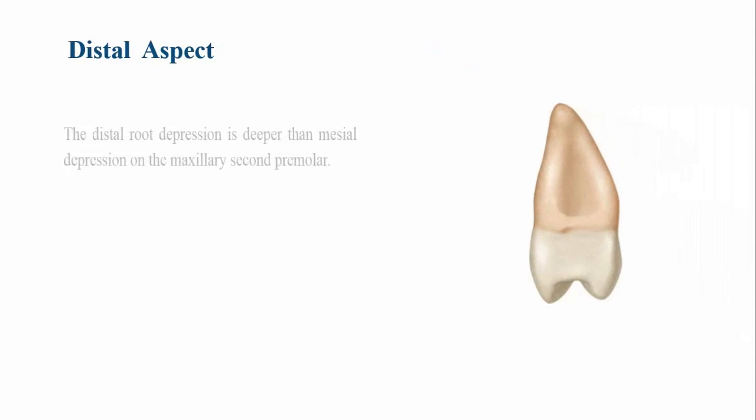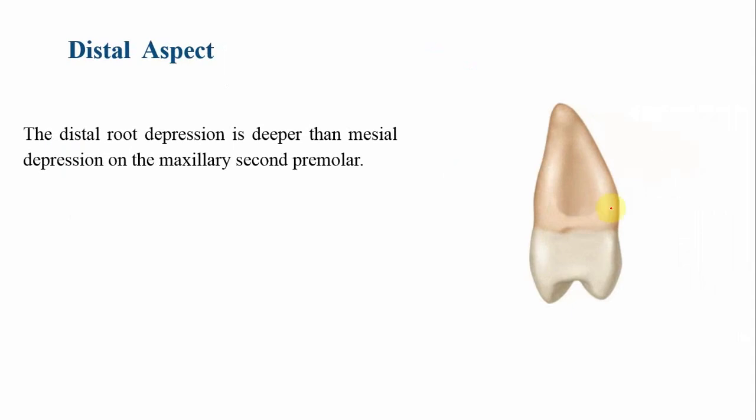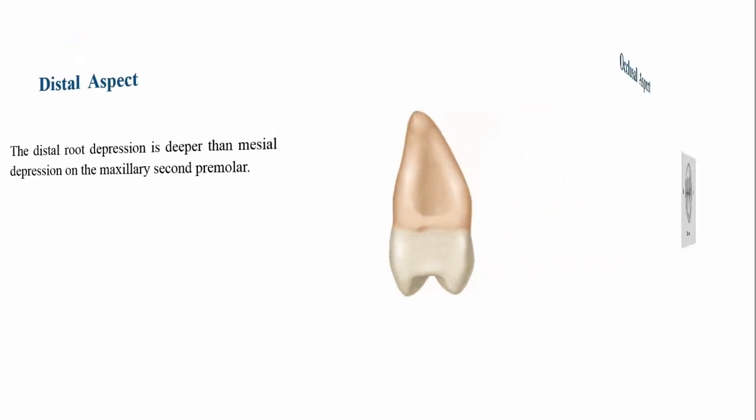The distal aspect: the main difference between the distal and mesial aspect is that the distal root depression is deeper here. The depression is deeper and larger on the distal aspect compared with the mesial aspect. This is the opposite of the situation found in the maxillary first premolar, where the mesial developmental depression is much deeper than the distal developmental depression.